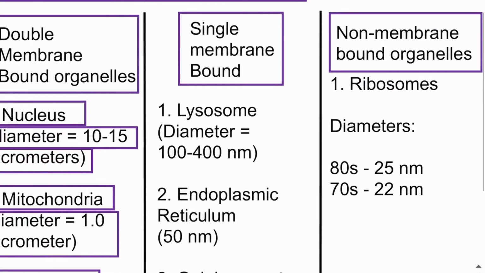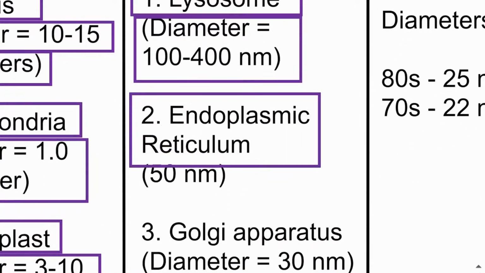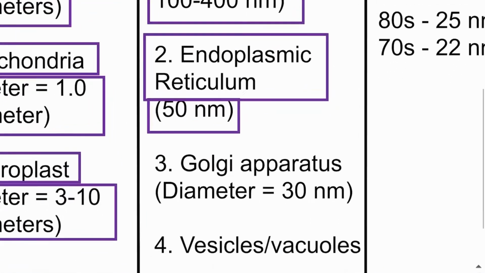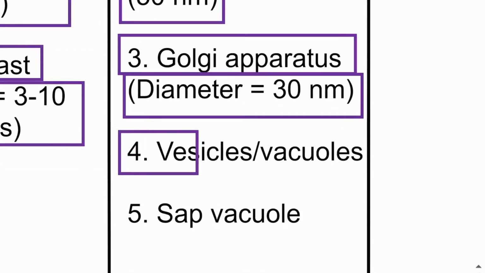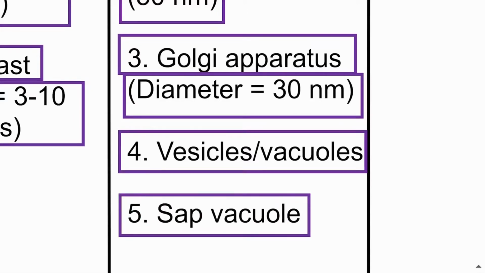If we talk about the single membrane bound organelles found in the plant cells, these are the lysosomes, which have a diameter of 100 to 400 nanometers. Then we have the endoplasmic reticulum, which could be rough or smooth. Both the rough endoplasmic reticulum and the smooth endoplasmic reticulum have a diameter of 50 nanometers. Then we have the Golgi apparatus, which is a single membrane bound organelle found in the plant cells with a diameter of 30 nanometers. Then comes the vesicles or small vacuoles, and the last one is the sap vacuole.